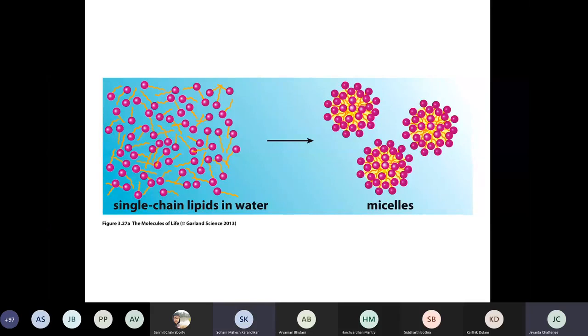Okay, so the next thing that we are going to start is lipids, because lipids are one of the simplest biomolecules that you will see.